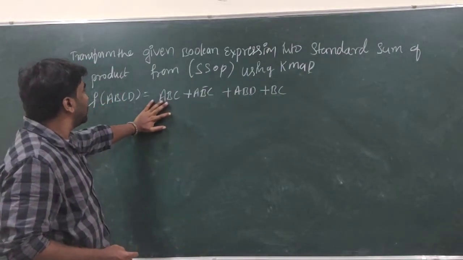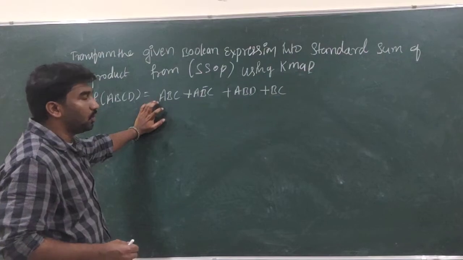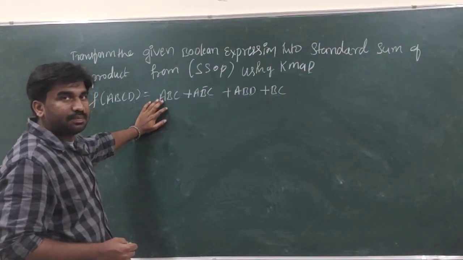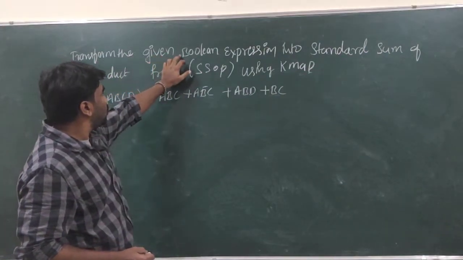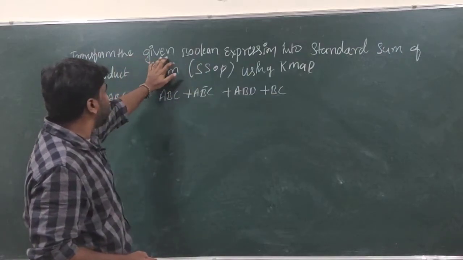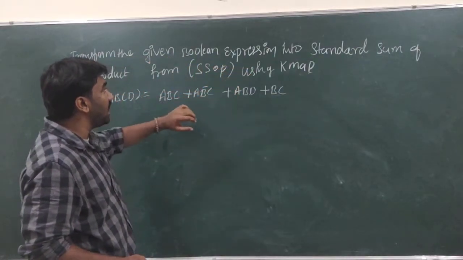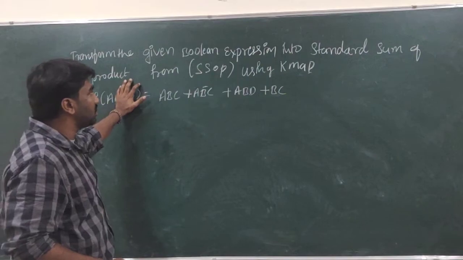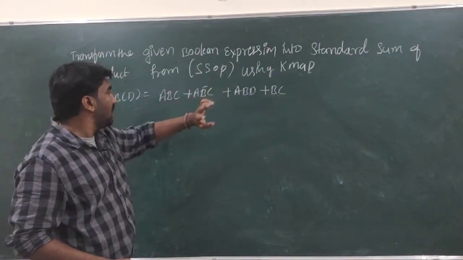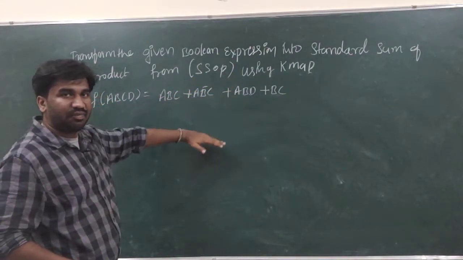Here I am going to discuss some standard SOP problems. In this problem, the question will be like this: transform the given Boolean expression into standard sum of product, standard SOP form using K-map. Using K-map we can simplify this one.